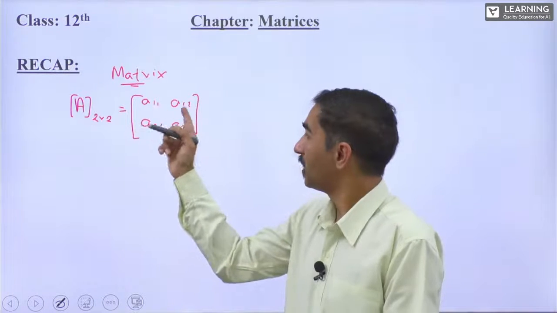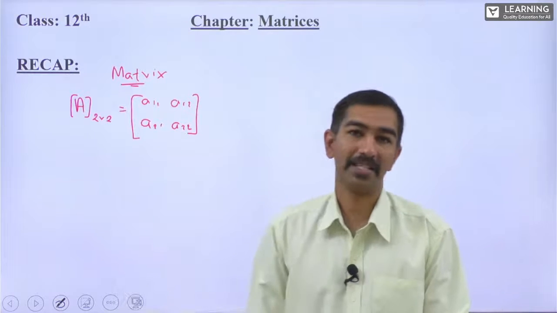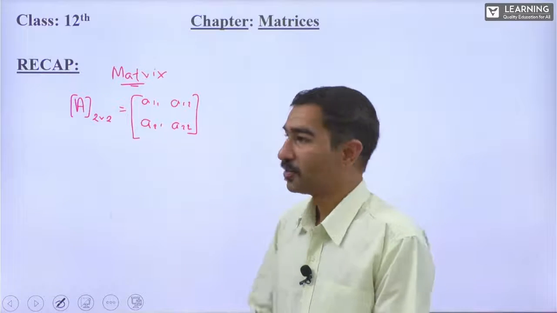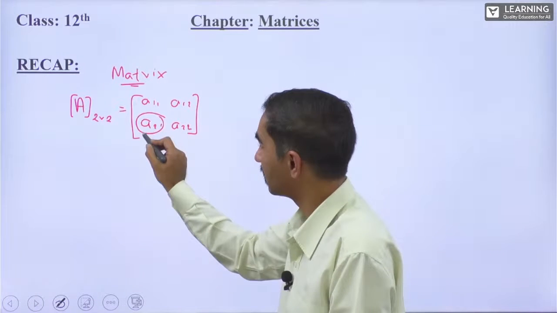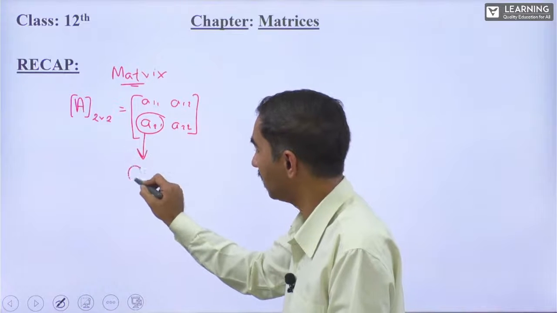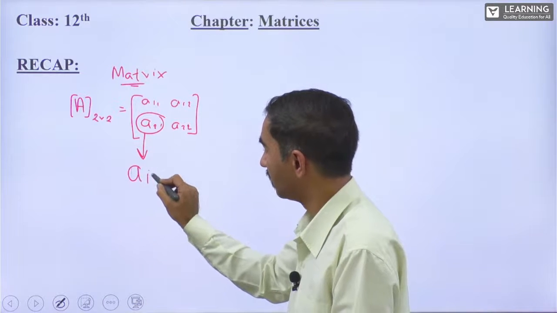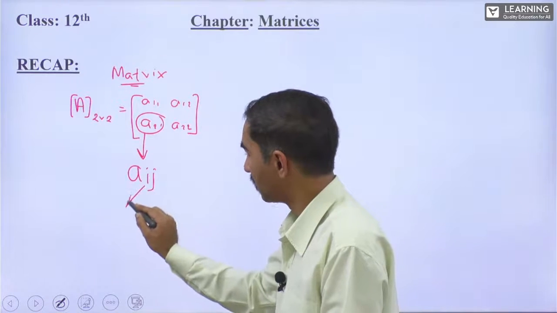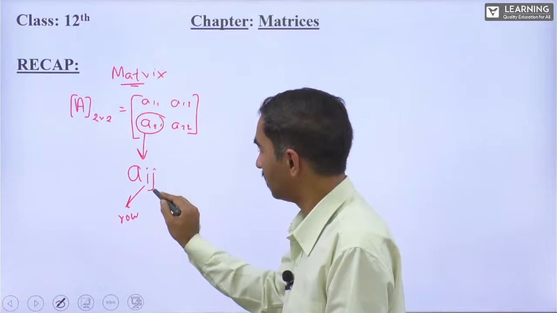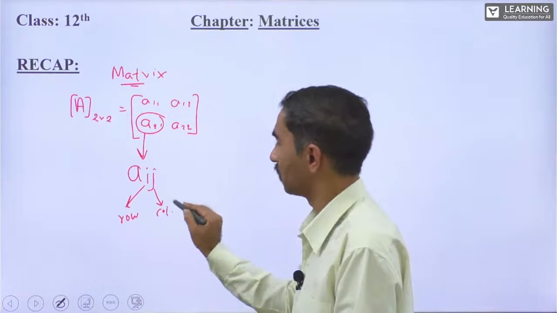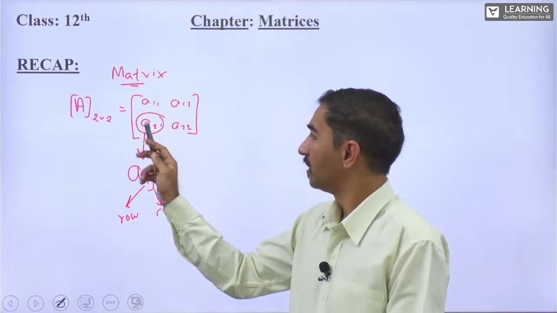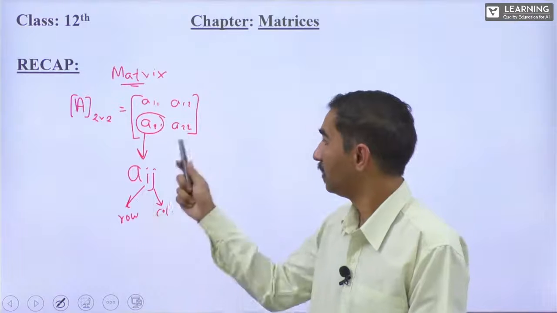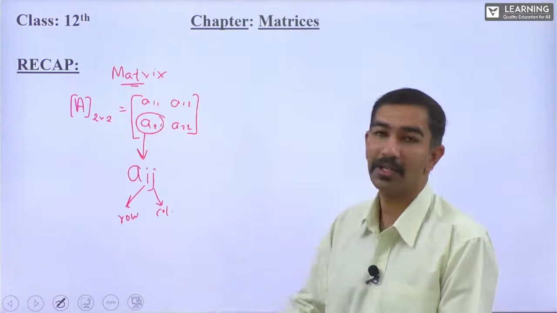Now what are these A11, A12, A21 and A22? We have seen in the previous class, yes, these are the entries or the elements of a matrix. So what is the standard form of these entries in a matrix? The standard form of the entries in the matrix is given by Aij, where i represents the row and j represents the column. So for example, A21 is the element belonging to the second row, first column, correct? A22 is the element belonging to the second row, second column, like that.